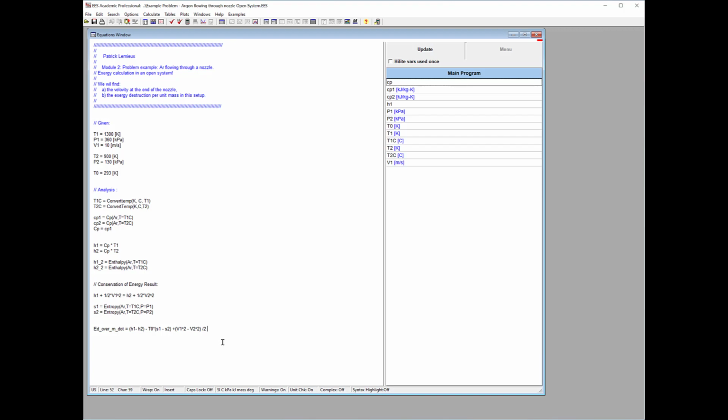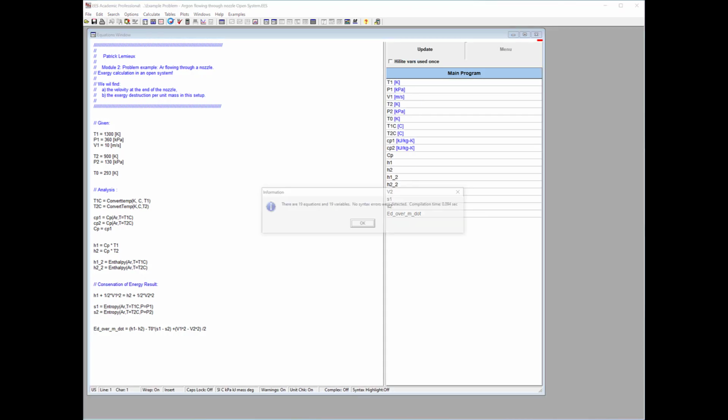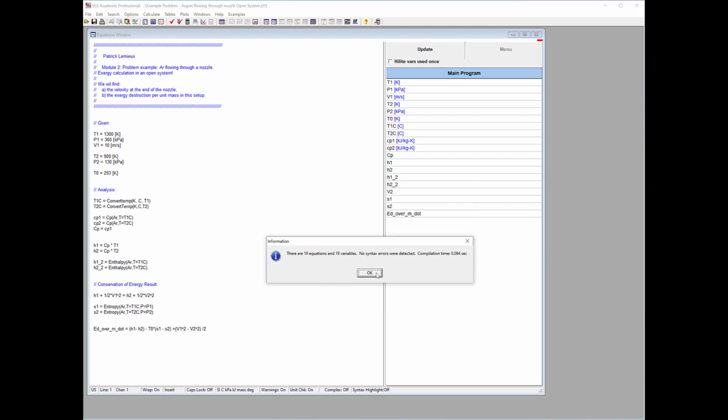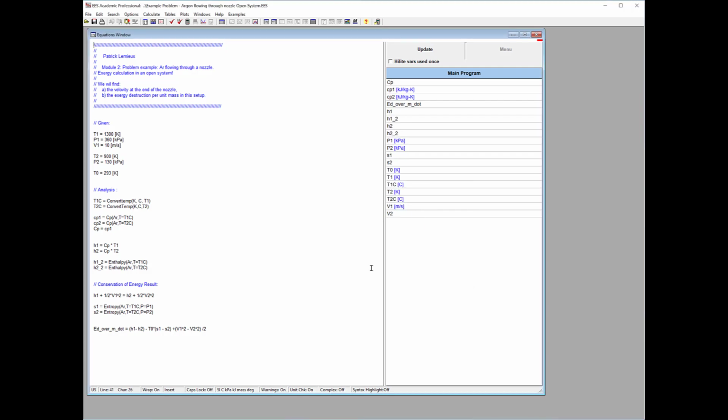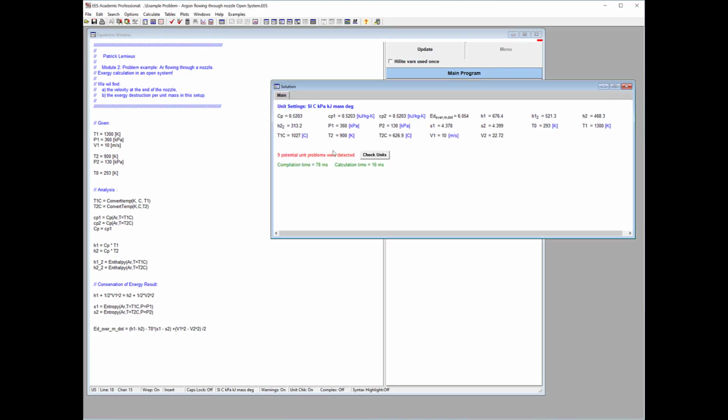Okay, and I think I'm in good shape here, right? We're all done? Let's start by saving. Hit this button. 19 equations, 19 variables, no syntax error. Oh, this looks perfect. Well, I've got our little unit problem here, but let's not worry about it just yet. And hit the solve button, and of course we've got some unit problems. Here's our CPs from before. That looks good. We'll add that. Here's the answer, ED over m dot. Of course, I should work on my formatting here. It's not very pretty. 6.054.